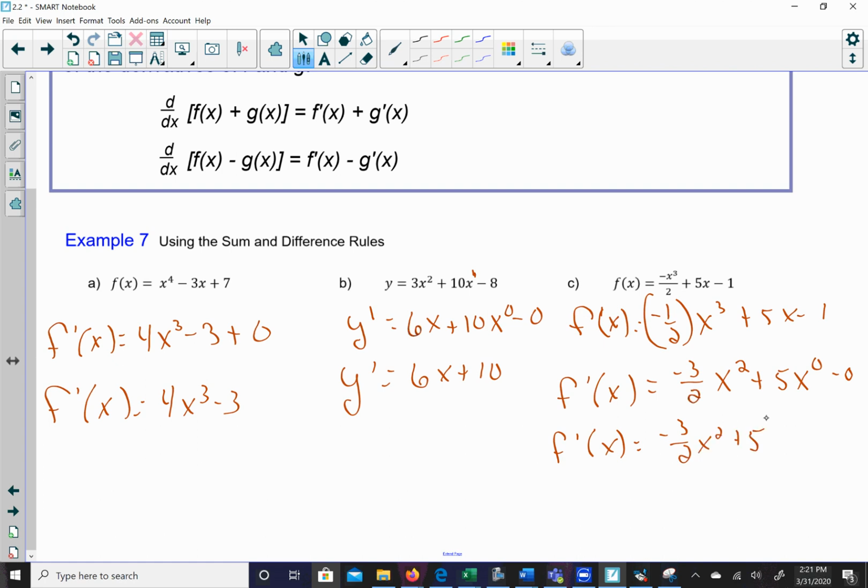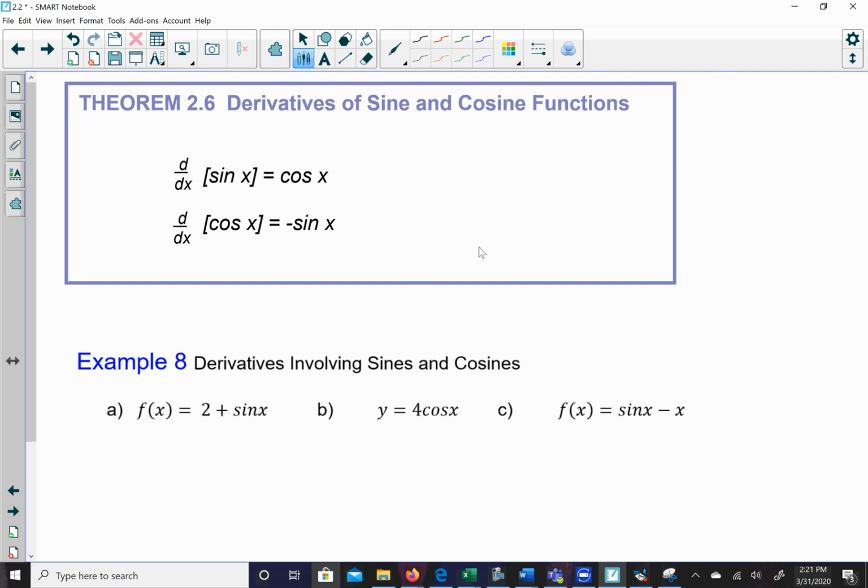So again, if you separate by a plus or minus sign, you're going to take the derivative of each term and then either add or subtract. Very simple. Example number 7, sine and cosine. The derivative of sine is the cosine.